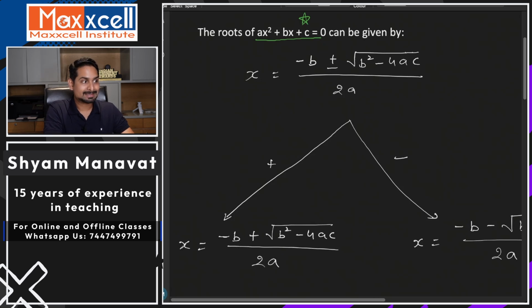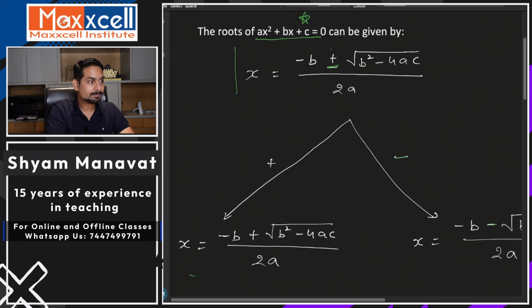So the formula is x is equal to minus b plus minus root of b square minus 4ac by 2a. Plus minus means what? When the highest power of the variable is 2, we get a maximum of 2 values of the variable, right? Now this plus minus gives you those 2 values. When you use plus sign, you get one value. When you use this minus sign, you get another value. So that's how you get 2 different values.